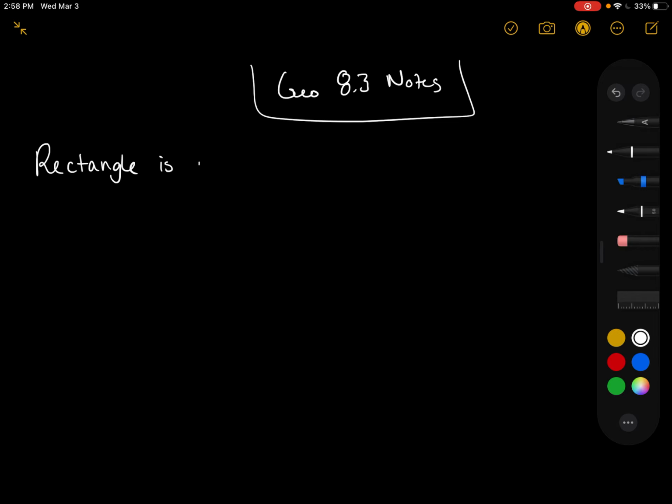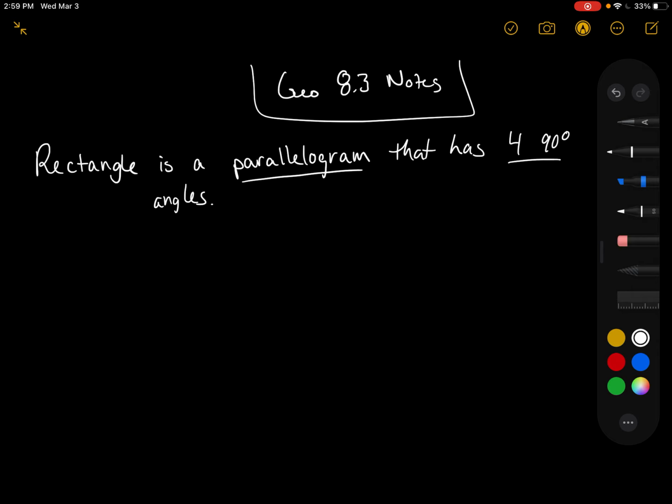So a rectangle is a parallelogram that also has four 90-degree angles. So basically, if we break that sentence down, it's saying that all of its sides are parallel and all of its angles are 90 degrees. So there are a few properties based off of this.